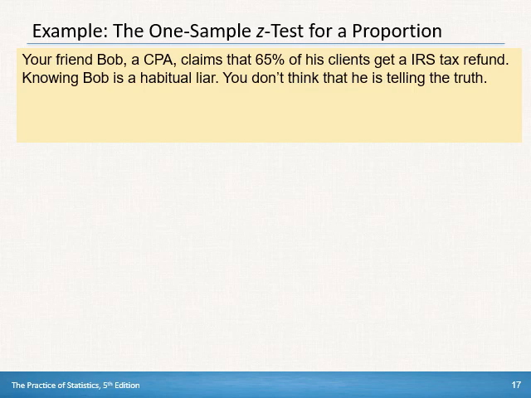Your friend Bob, a CPA, claims that 65% of his clients get an IRS tax refund. Now, I know Bob, and he's a habitual liar, so I just think he's making stuff up. He's not telling the truth. I don't think he's bragging or being modest. I just think he makes stuff up when he doesn't know. So that 65% is probably just wrong, but I'm not sure which direction. So write your state, knowing that we just think he's not telling the truth.